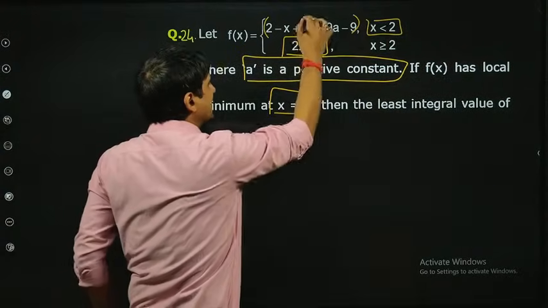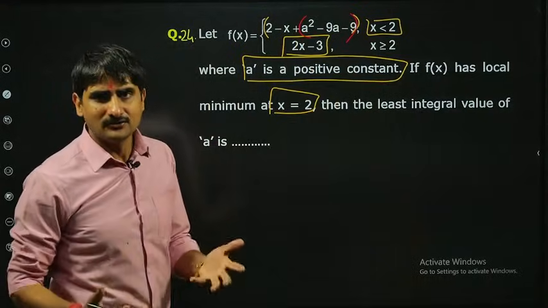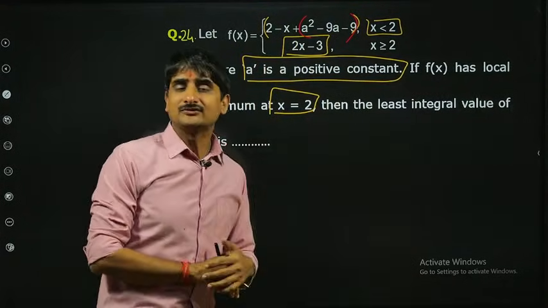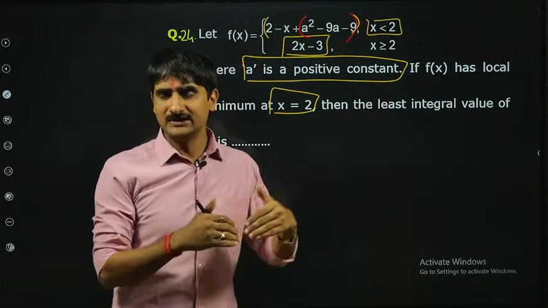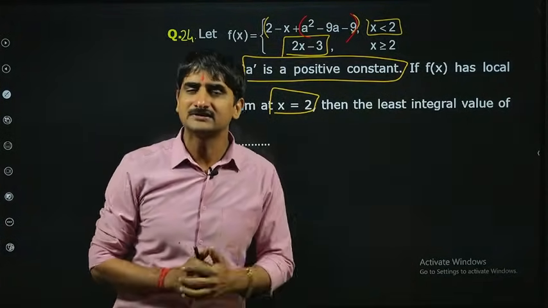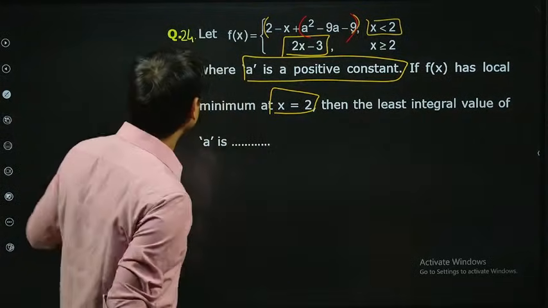Now look at this one. That's a constant, independent of x. And this is 2 minus x. So 2 minus x is again a straight line, but it's a decreasing one, because as x increases, the value of 2 minus x decreases. It's a decreasing one. Okay.